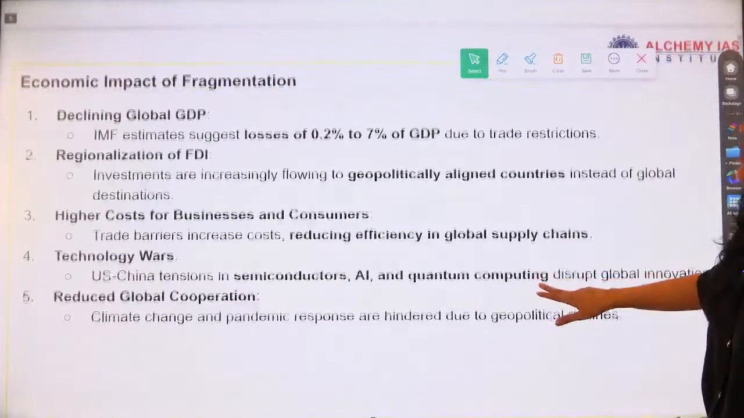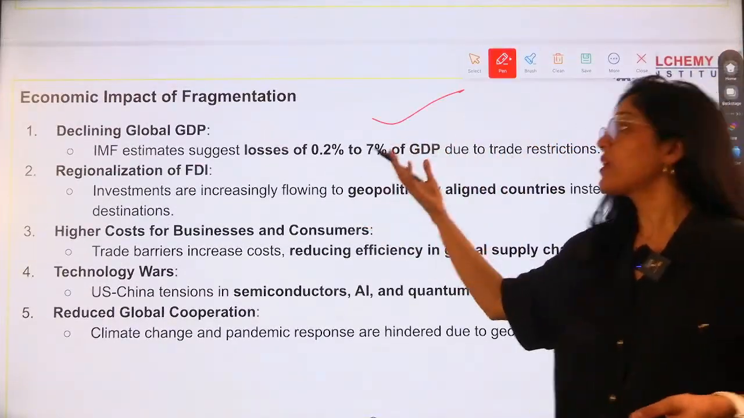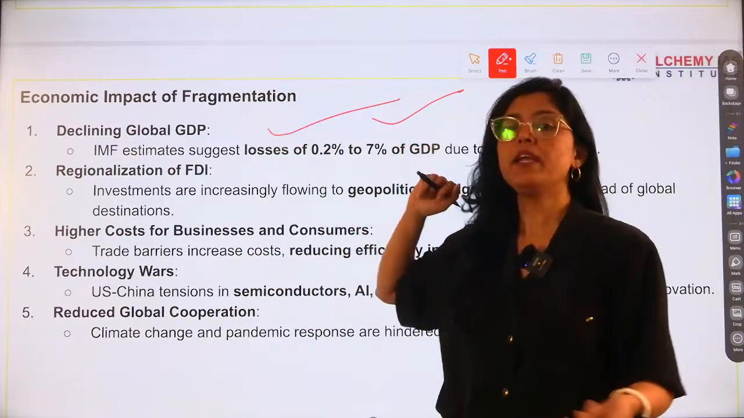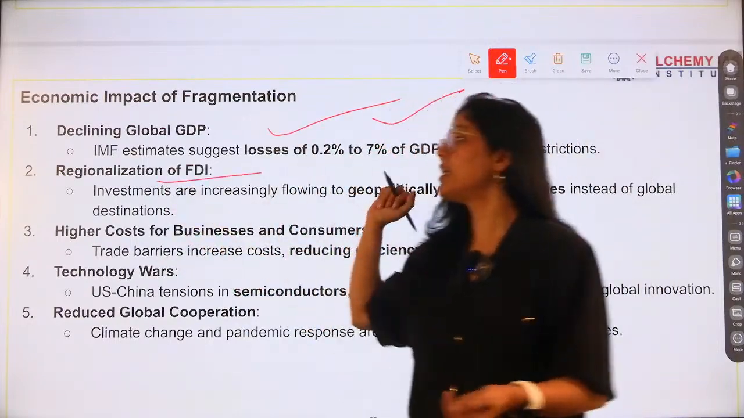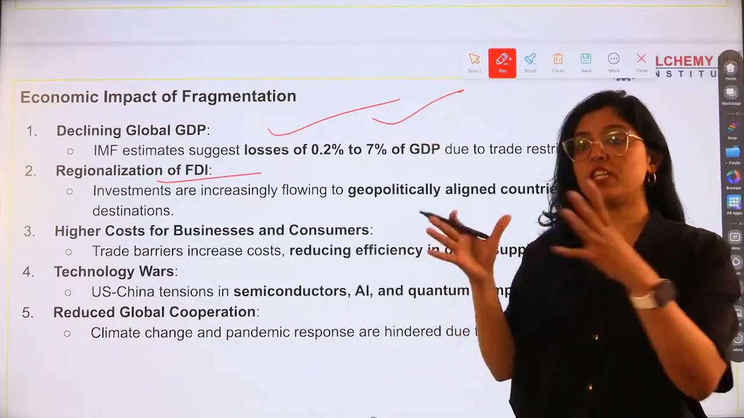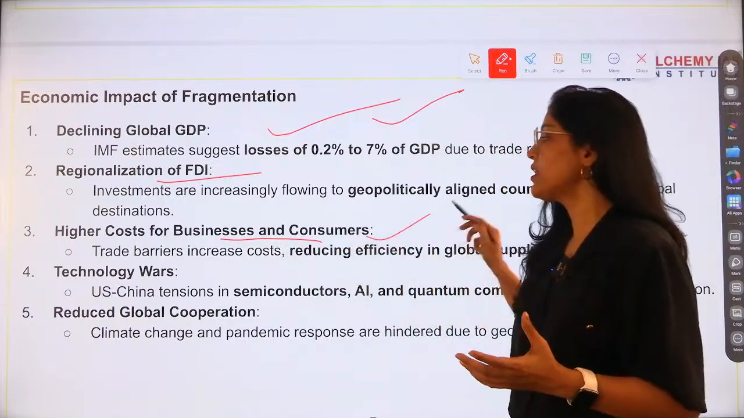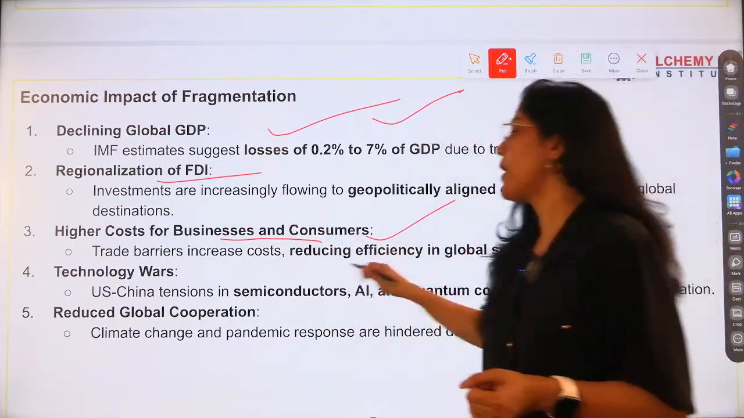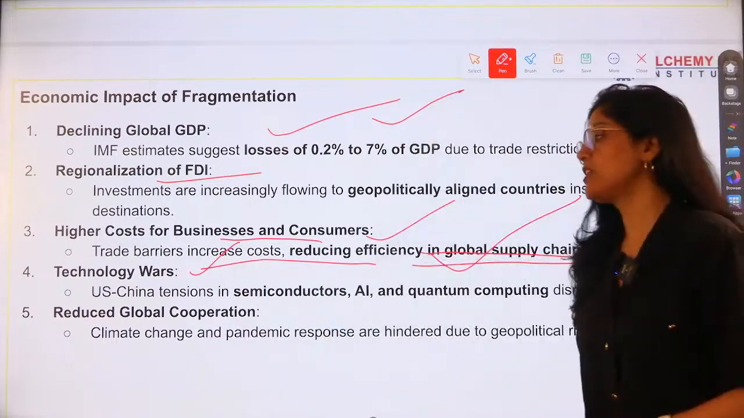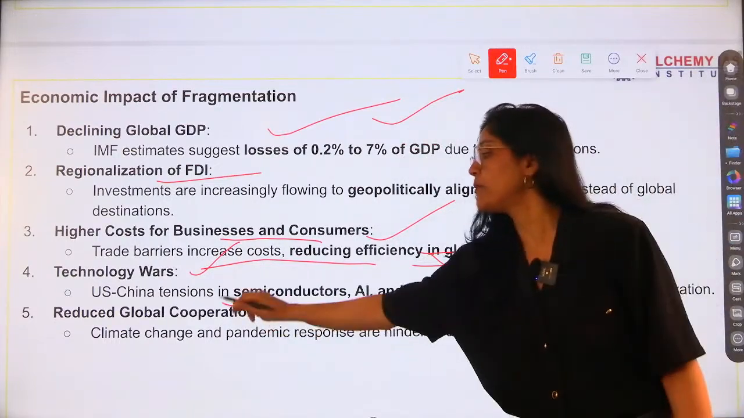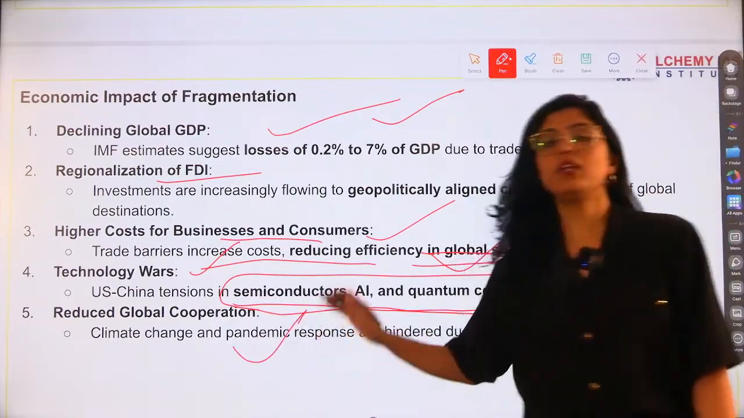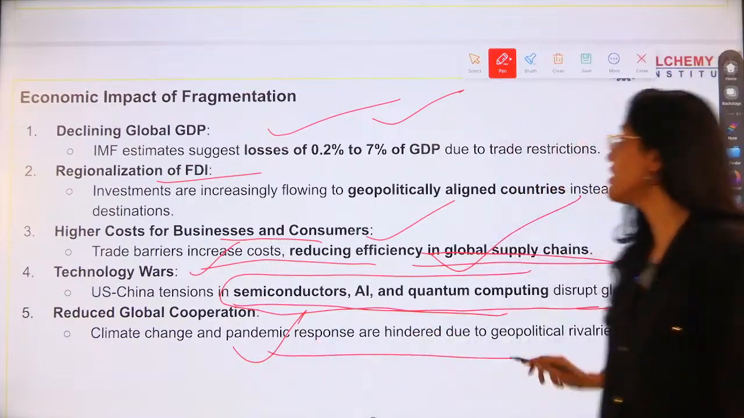Geo-economic fragmentation is coming. Now, economic impact of fragmentation, because this is not a good concept, right? It will be declining globalization also, and because of decline in globalization, many things will be happening. Declining global GDP will be witnessed. Regionalization of FDI. Foreign direct investment is very important, but we will see that regionalization, it will be limited to a certain region only. Next is higher cost for business and consumers, because trade barriers will increase the cost, reducing efficiency in global supply chain. Technology wars will be seen. US-China tension in semiconductors. These are the emerging sectors. Semiconductor, AI, quantum computing disrupt global innovation, reduce global cooperation. So these will be the effects of the GEF.